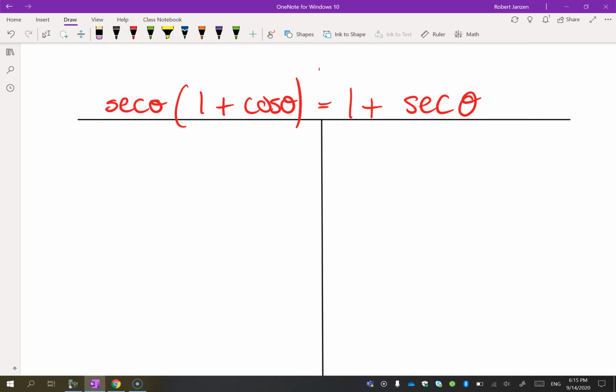So which side should we work on? Well, I said use the more complicated side. Which side looks more complicated? I think you should be able to see that this side looks more complicated because it looks like there's more to do there. So what do we do? Well, let's perform an operation. So we're going to get secant theta plus, what is secant times cos?